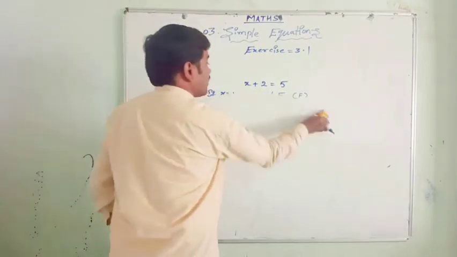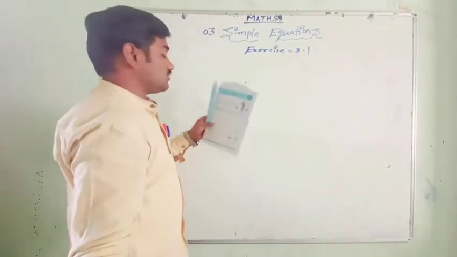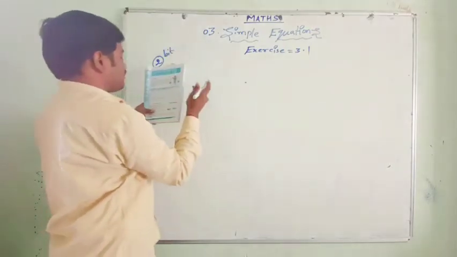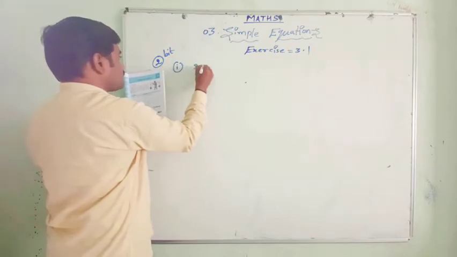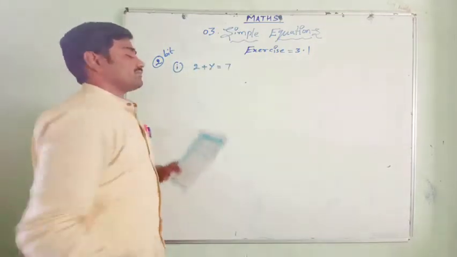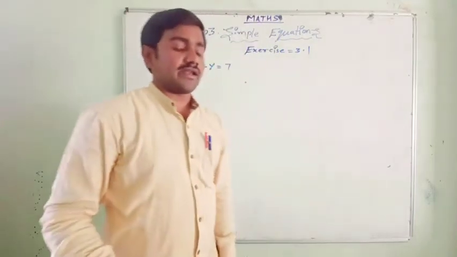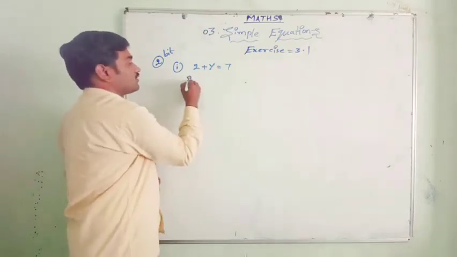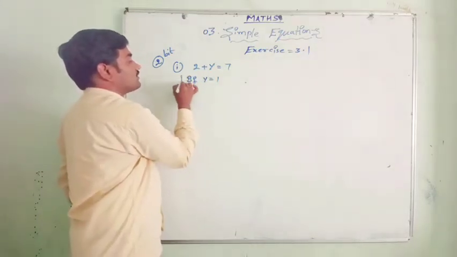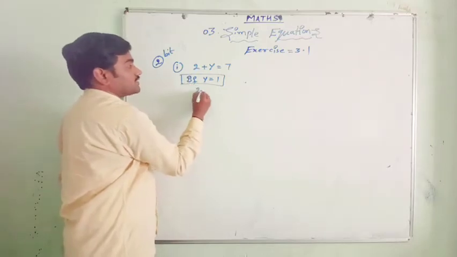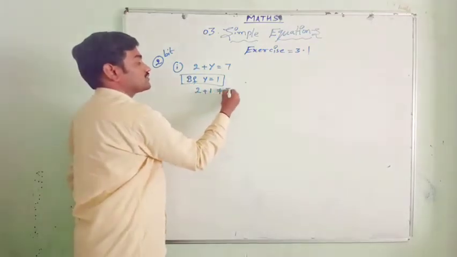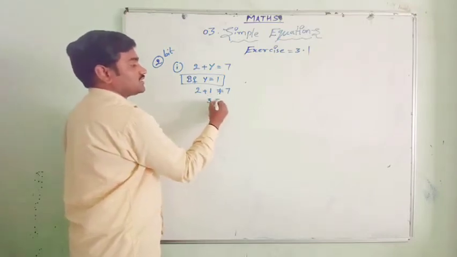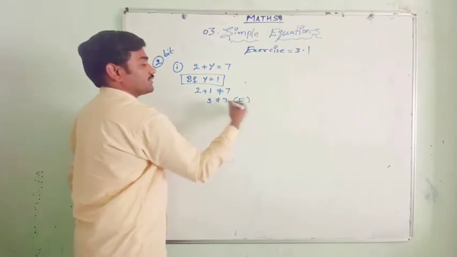Okay. Now this kind of problems we are going to solve in this 3.1 exercise, second bit. In the second bit, there are only 4 questions. Let me solve. The first question is 2 plus y equal to 7. So by using the trial and error method, we have to find out the value of y. If y equal to 1, then what happens? See, 2 plus 1 is 3. 3 is not equal to 7. It is a false statement.